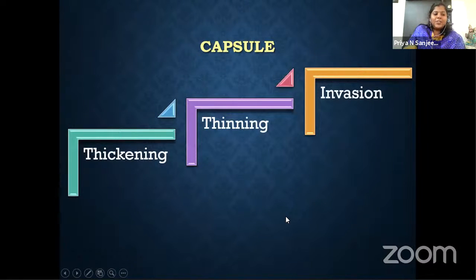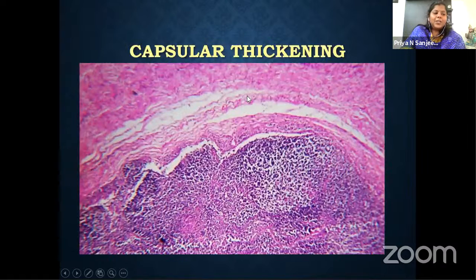Let us look at the changes in the lymph node where there is lymph node metastasis, starting with the capsule. The capsule can be thickened, or it can be thin, or it can show invasion. Capsular thickening usually is a sign of inflammation. It is seen in inflammatory conditions like syphilis, and rarely in Hodgkin's lymphoma.